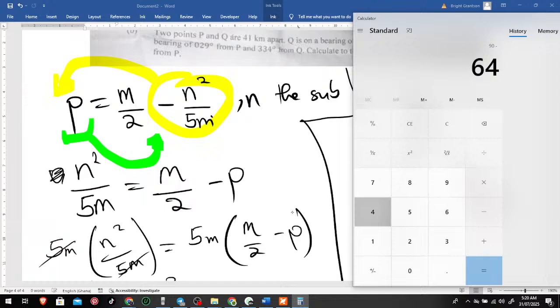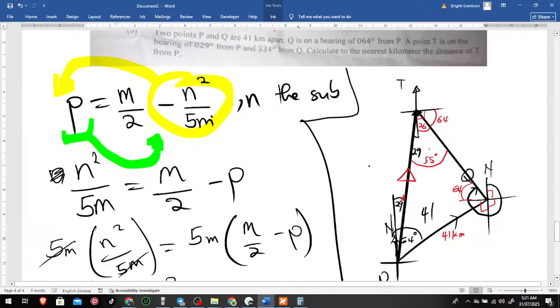Now if you have 26 plus 29, what do you get? 9, 10, 11, 12, 13, 14, 15. 15, 1, 2 plus 2, 4 plus 1, 5. So it means the whole angle here is 55 degrees. Are we okay? And this distance is 41 kilometers. So now we've been able to resolve the angles over there.